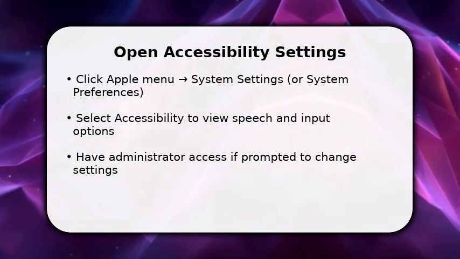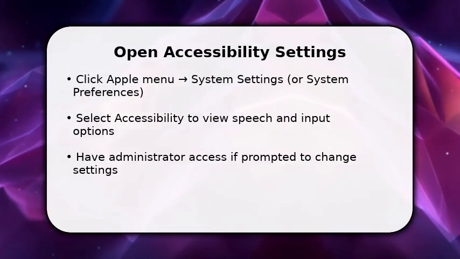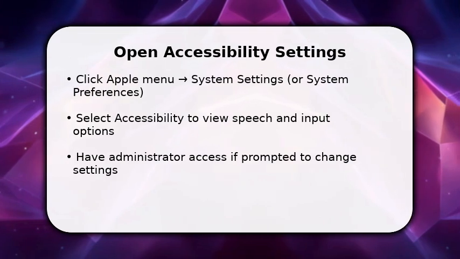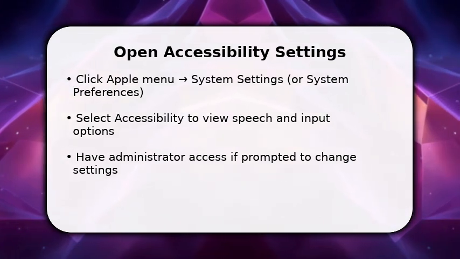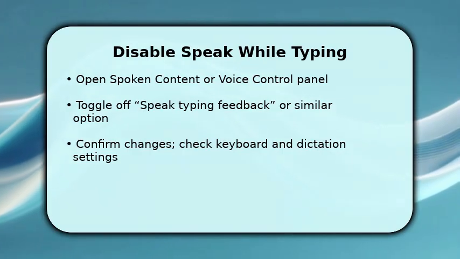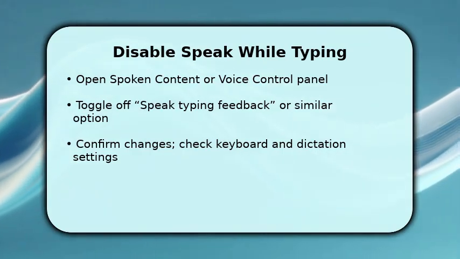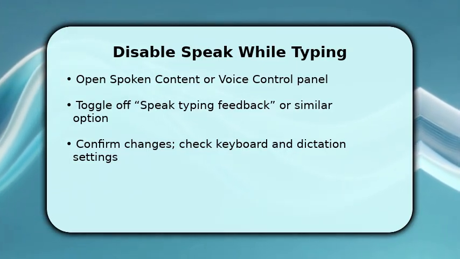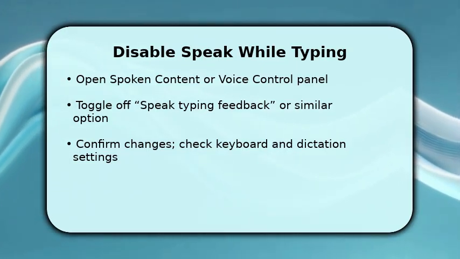This first step puts you exactly where Mac OS exposes typing and speaking features, so you can change only the options that cause the spoken feedback. Next, locate spoken content or voice control and find the setting labeled Speak Typing Feedback or Typing Feedback. You want to toggle that off. Click the switch so it stops speaking characters, words, or autocorrections.